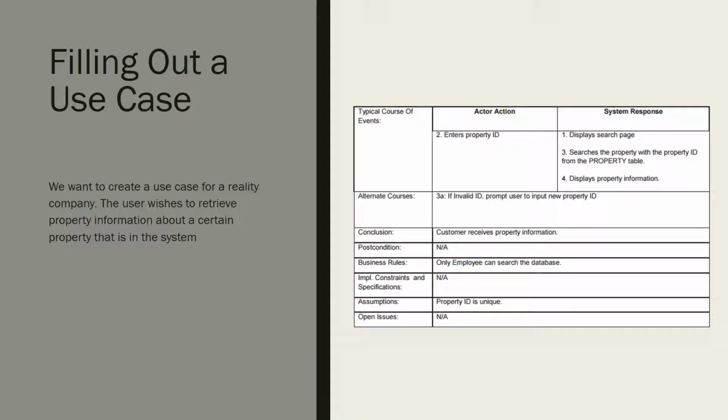Once they do this, the system responds by searching the property with the property ID from the property table, or part of the database that holds the information about properties. And from there, once the system finds a matching ID, it will display the property information. So as you can see in the course of events, it shows the interaction between the system and the actor, which is the employee, and how they interact with each other and what they do in response to each other.